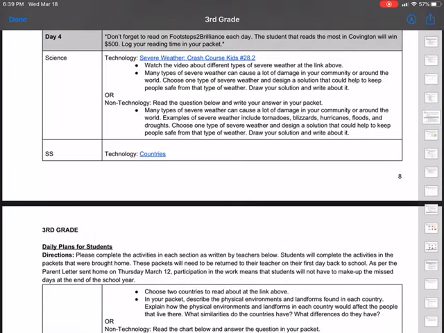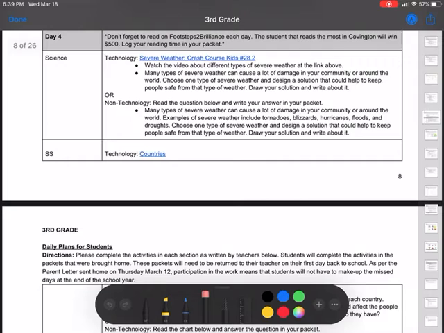So the first one here is science, and it says, many types of severe weather can cause a lot of damage in your community or around the world. Examples of severe weather include tornadoes, blizzards, hurricanes, floods, and droughts. Choose one type of severe weather and design a solution that could help keep people safe from that type of weather. Draw your solution and write about it.